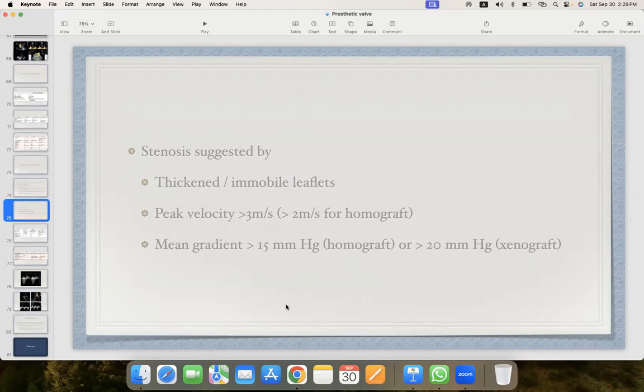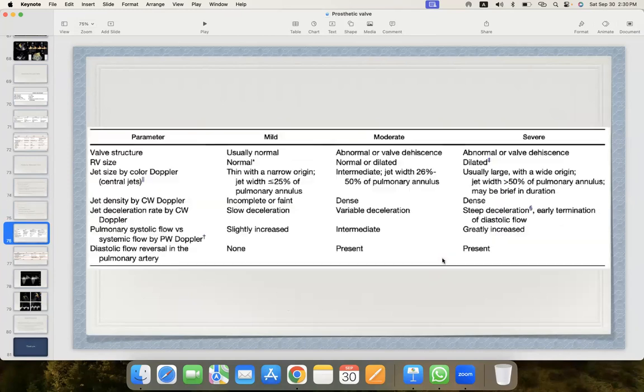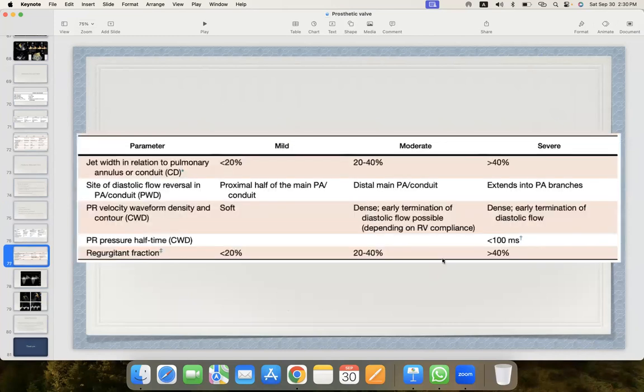So the threshold here, more than 2, we consider it as stenosis. And the mean pressure gradient also here, the threshold is 20 for xenograft, and for homograft is 15. And of course, sometimes it's difficult, I know that, to see the valve itself, but sometimes TE can help with evaluating the leaflet itself. But basically, this is how we measure to see if there is any significant stenosis.